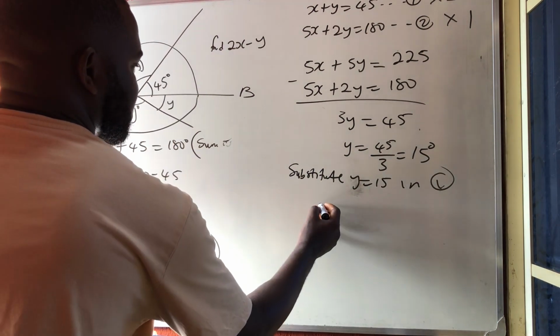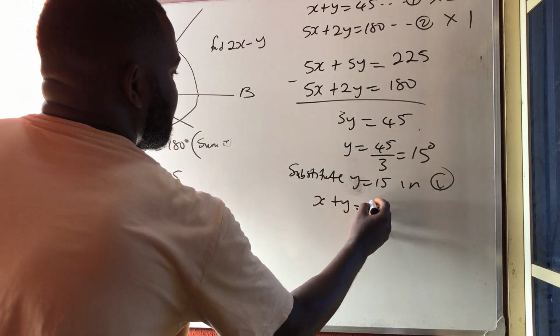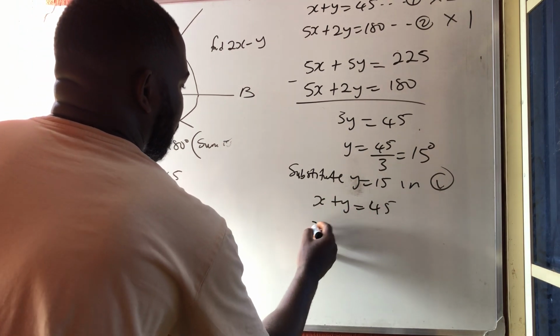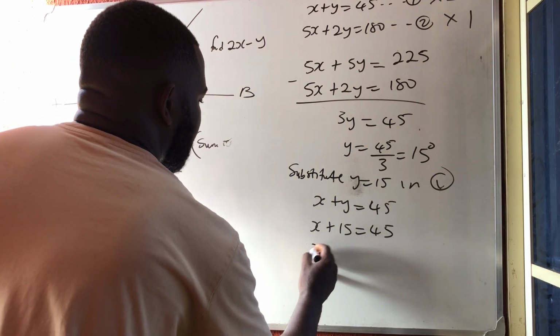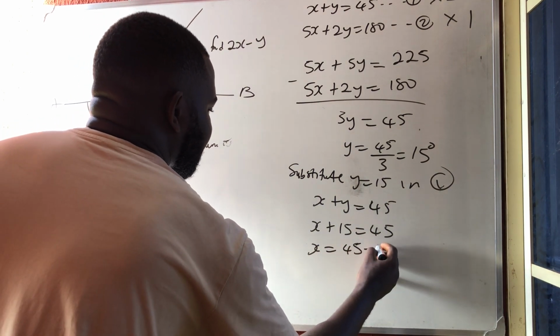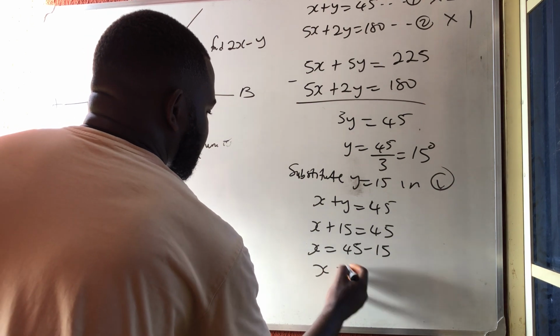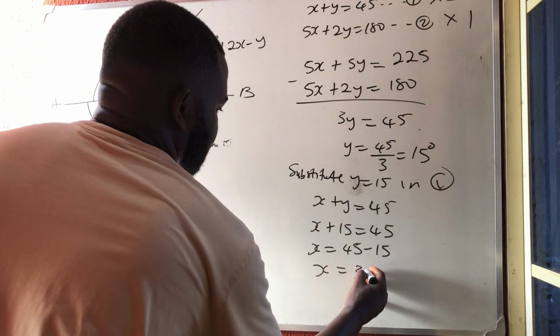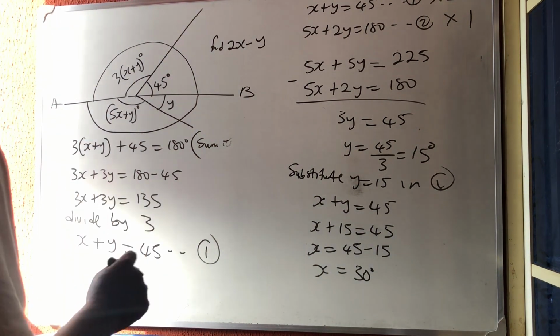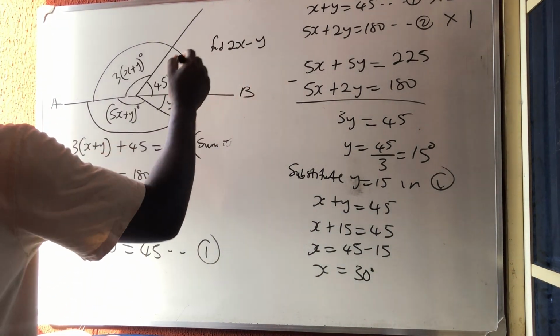And equation 1 says that x plus y is equal to 45. So therefore, x plus 15 is equal to 45. So x will now be 45 minus 15. So therefore, x is equal to 30 degrees.